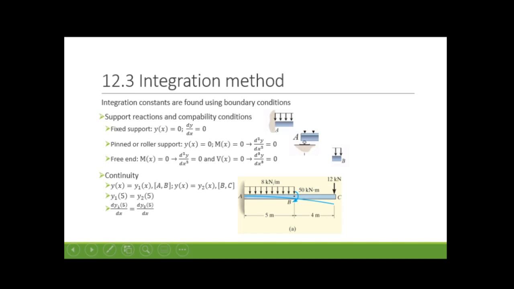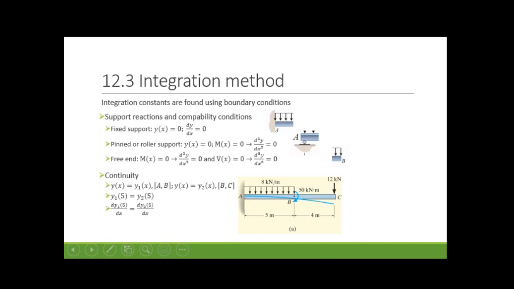For a pin or roller support, the deflection and moment are equal to 0. Therefore, we can write y(x) equal to 0, d squared y over dx squared equal to 0. If we have a free end, we have two terms equal to 0. The first term is the moment, the second order derivative of y with respect to x. Second, the shear force is also equal to 0. We can represent these mathematically like this.